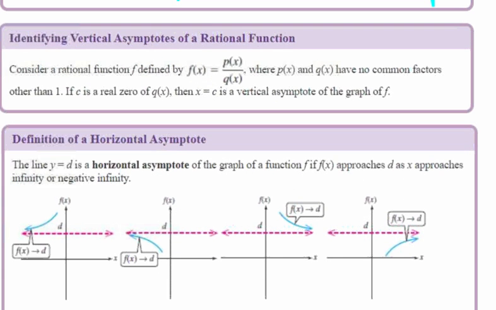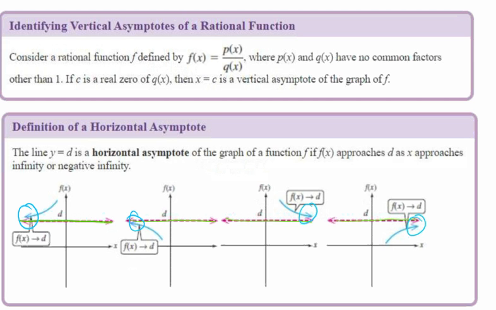Let's come on back here. So by definition, the line y equals d is a horizontal asymptote of the graph of a function f if f of x approaches d as x approaches infinity or negative infinity. So here we see our asymptotes right here, these pink lines that I'm highlighting green. And as we look at the blue line right here, it gets really, really close, but it never crosses or touches.